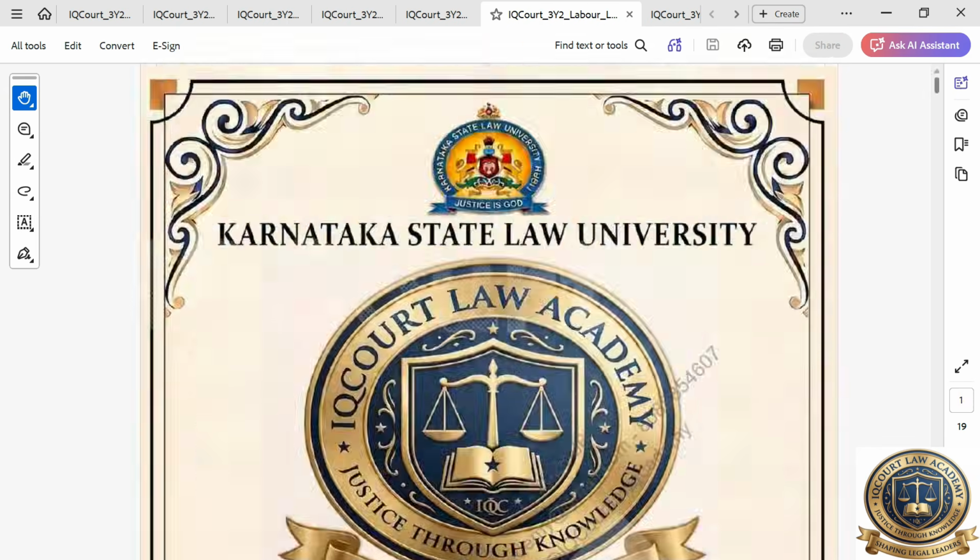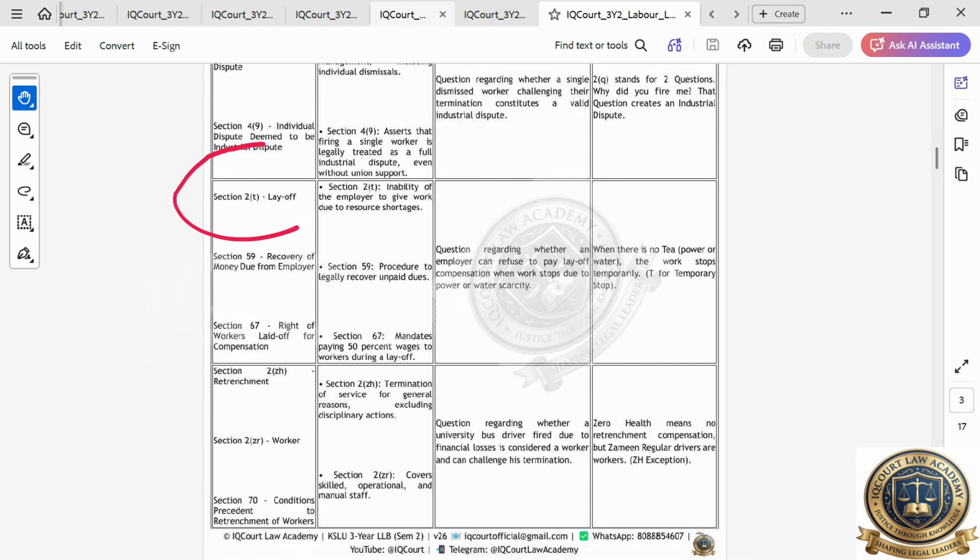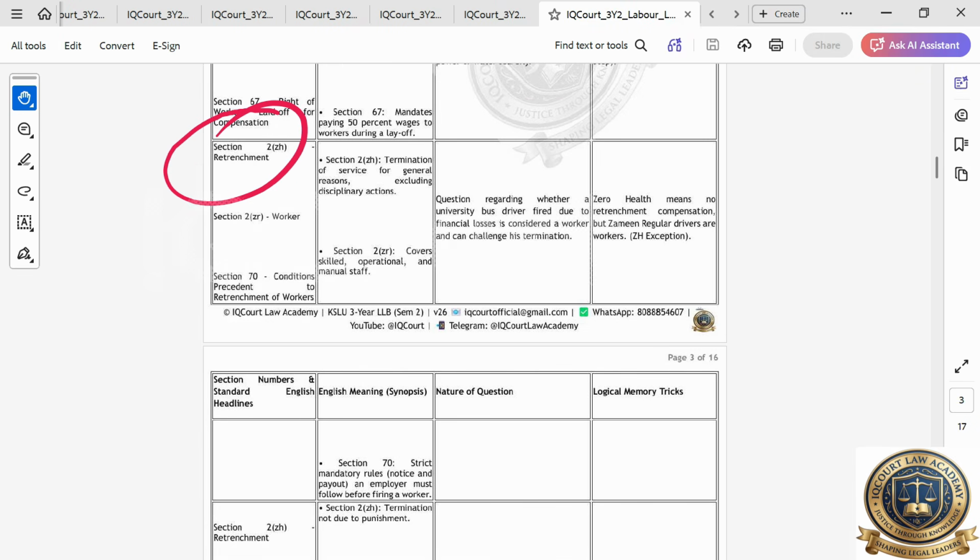For our students, we provide the problems also. We are providing the summary of problems as well. So these are the problems along with the sections. Retrenchment, ZH, worker, ZR. Along with this, we are also providing the tricks to remember the sections.